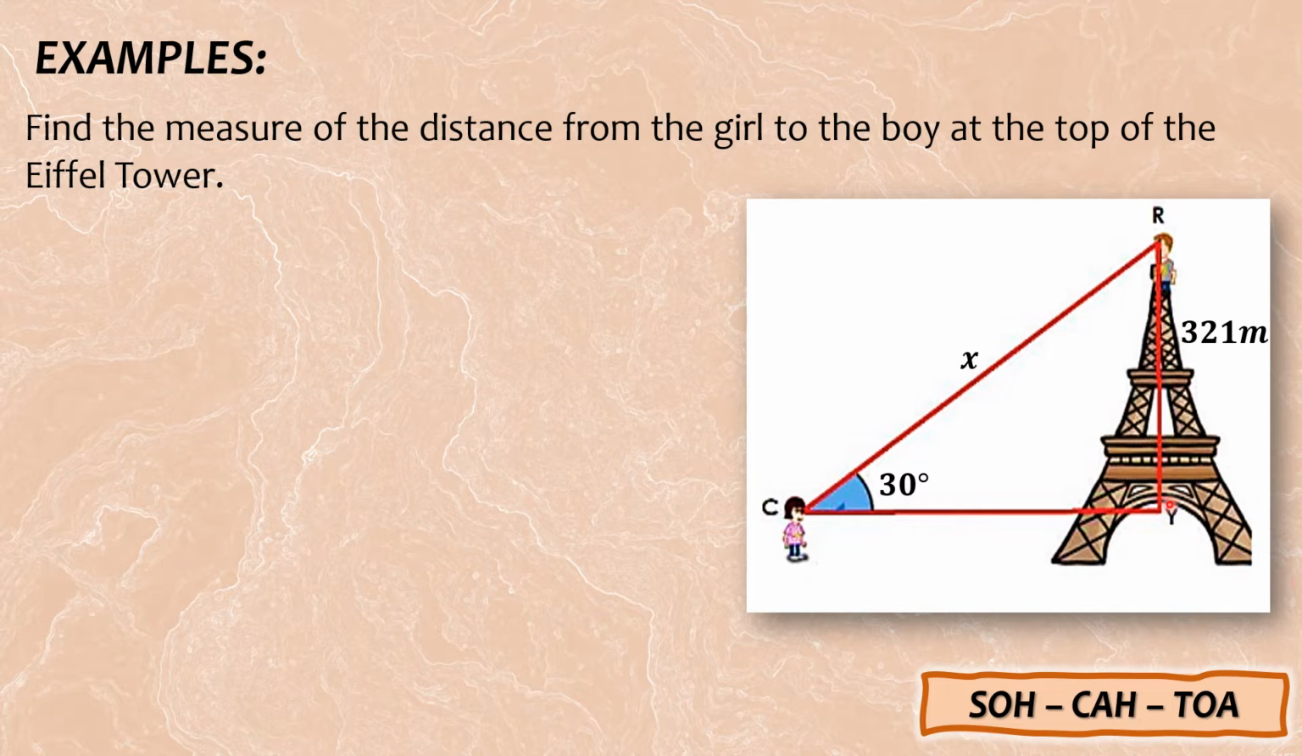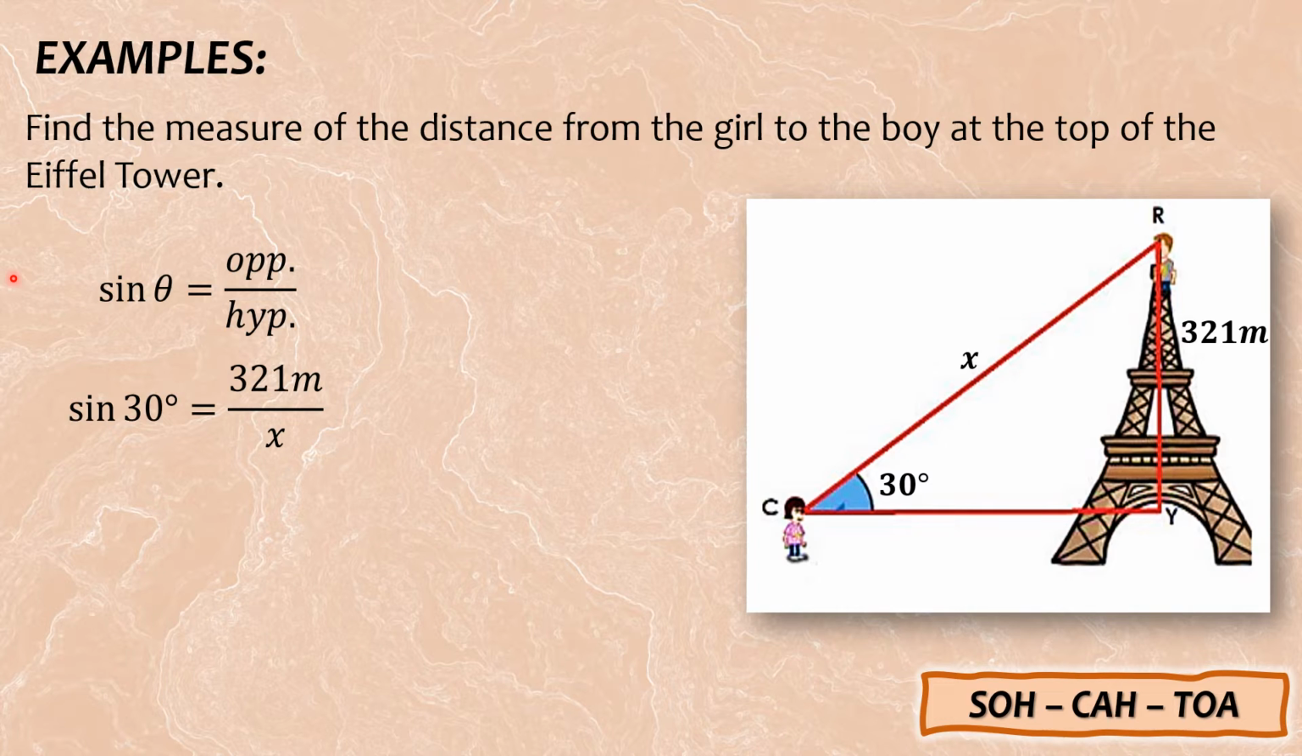So, again, for us to find the measure of this length or distance, we have to follow the formula of SOHCAHTOA. Since ang given is the angle of elevation, meron tayong given angle which is 30 degrees at ang 321 meters ay opposite niya at ito naman ay hypotenuse, so therefore we will use the sine. So the formula of sine is sine theta is equal to opposite over hypotenuse wherein yung theta ay nagre-represent sa given angle. Okay, so let us now substitute the given values based on the figure. So this will become sine 30 degrees is equal to 321 meters over x.